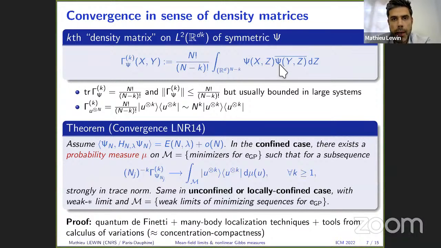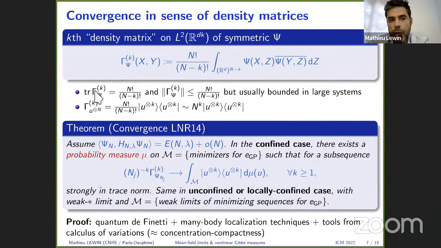So I take psi, and I use the fact that now I have two psi's. I don't have a probability, I really have a projection in a way. So I can put two variables, x and y, in R^d to the K. And then I integrate the n minus k remaining particles. So this defines a function, and I see this as the kernel of an operator gamma k. And then I put the correct combinatorial factor in front.